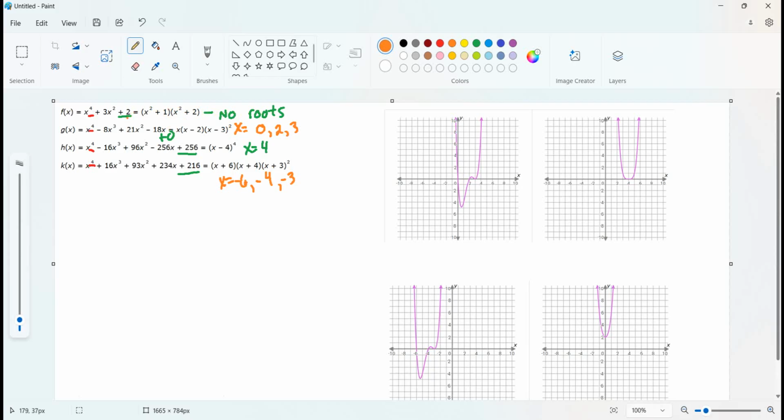And if you remember, if you look at the constant, which is 2, that tells us that this graph hits the y-axis at 2. So the f graph is this one. See, it hits at 2 and it has no zeros. So this one here is f of x.